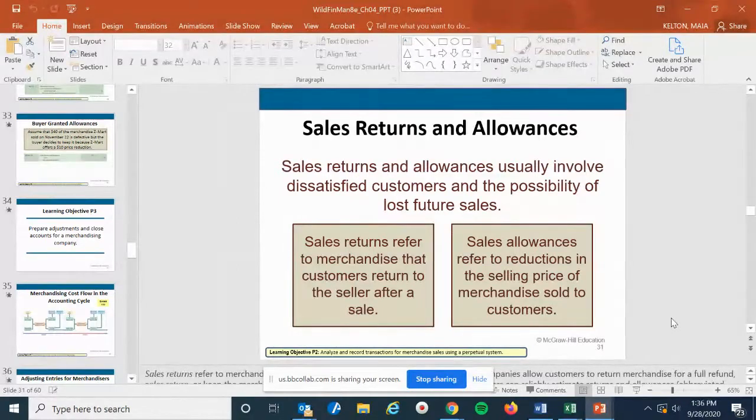So you always have to be mindful of who you are doing the accounting for, the seller of merchandise inventory or the buyer. If I am the seller and I offer you guys a sales discount or a sales allowance, my sales are going to go down. For you, that's great news because you'll get to pay less.